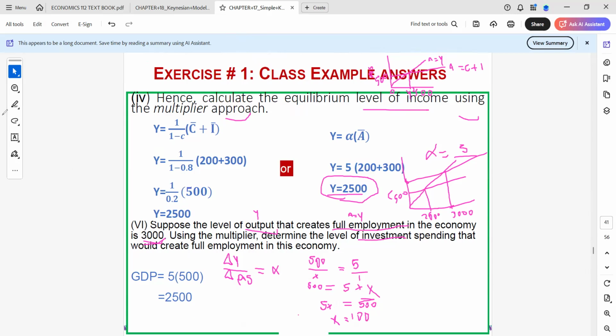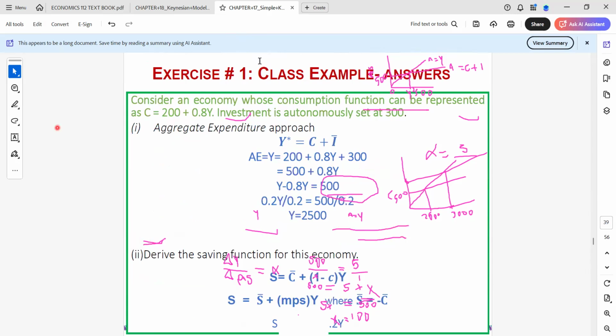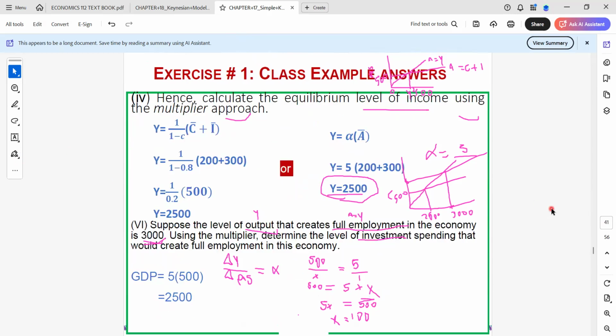So initially our investment was sitting at, let's check, autonomous investment is 300. And now it has changed by 100. So we're just going to say 100 plus 300 to see how much it is now, and then we're going to get 400. So the investment spending that will create full employment is 400. So here it's 400, right? For the investment spending that will create full employment.